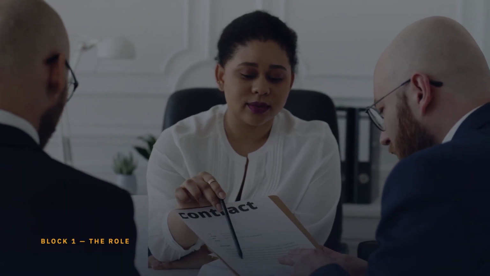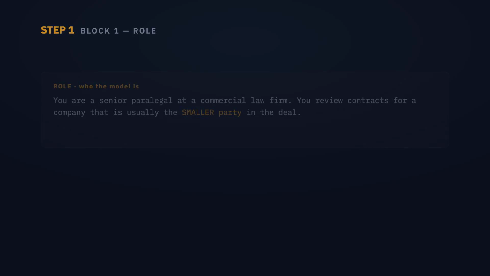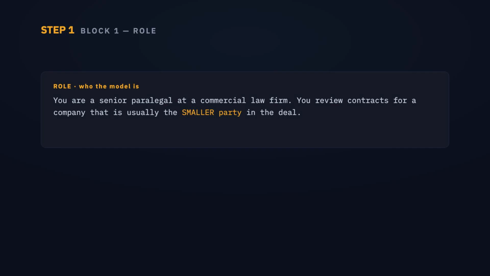First block, the role. You are a senior paralegal at a commercial law firm. You review contracts for a company that is usually the smaller party in the deal. That one line changes everything. Now it reads every clause, asking, how does this hurt the little guy?